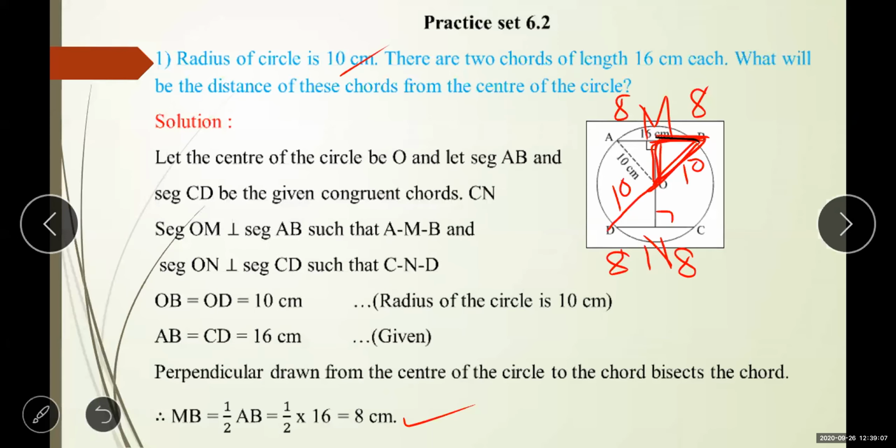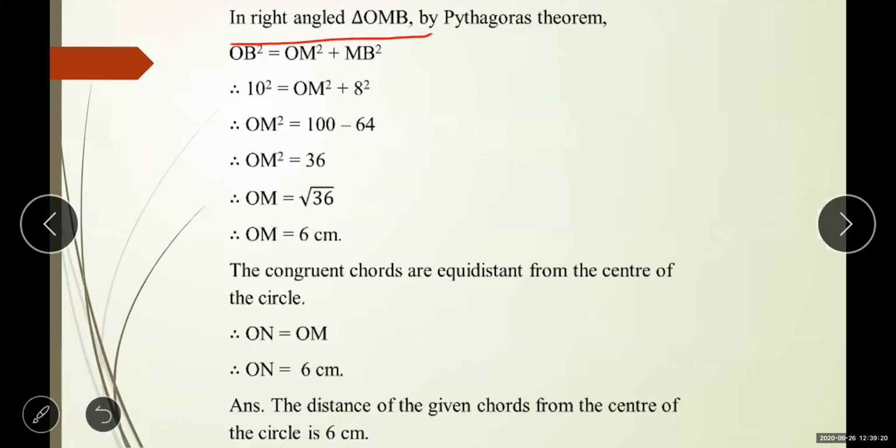This measure we know, that is 8. This measure we know, that is 10 because radius. And this is half of the chord, that is 8. What we have to find out? This much. Okay, by using Pythagoras theorem, OB square is equal to OM square plus MB square. Hypotenuse square is equal to side 1 square plus side 2 square. OB is what? It is the radius, that means 10 square. OM, that is the distance from the center, and MB is half of the chord, that is 8 square.